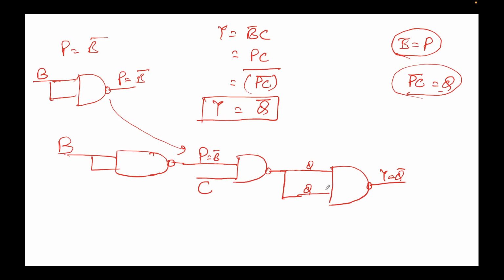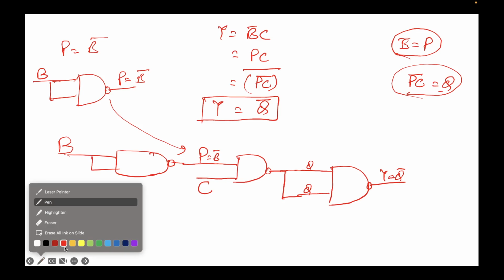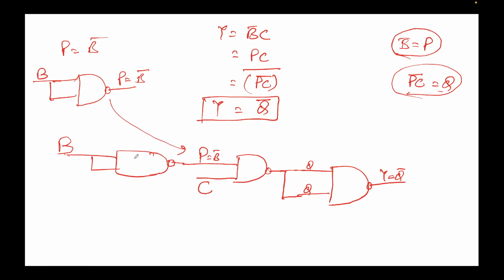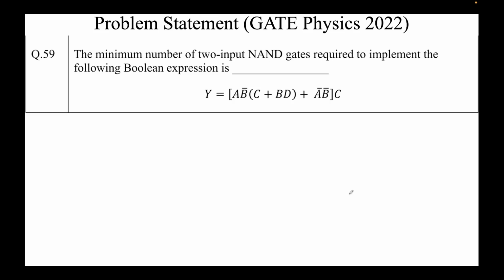So now we have implemented the complete circuit, and we can just now simply count the number of NAND gates that are there. It's very simple. This is the first NAND gate, this is the second NAND gate, finally this is the third NAND gate. So the question asked the minimum number of NAND gates that are 2 input NAND gates that are required. So we saw the answer is 3.